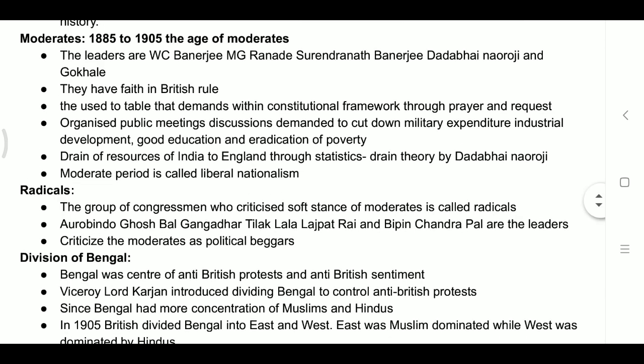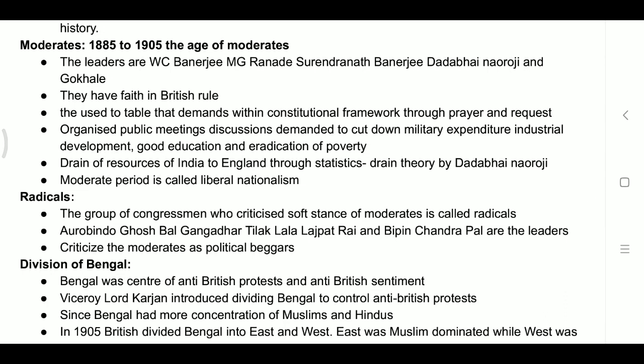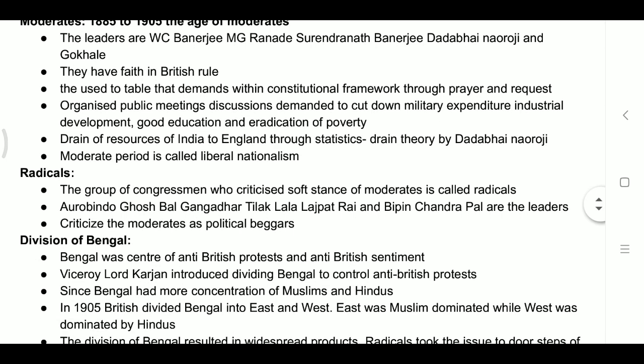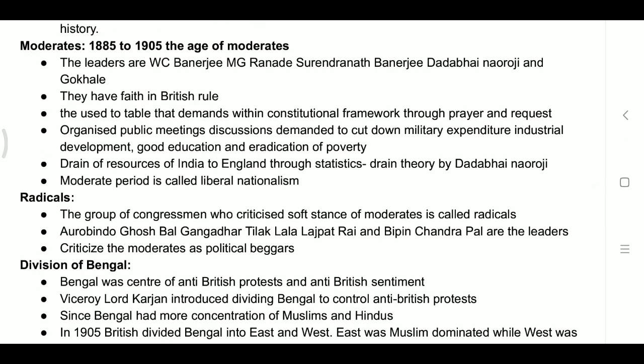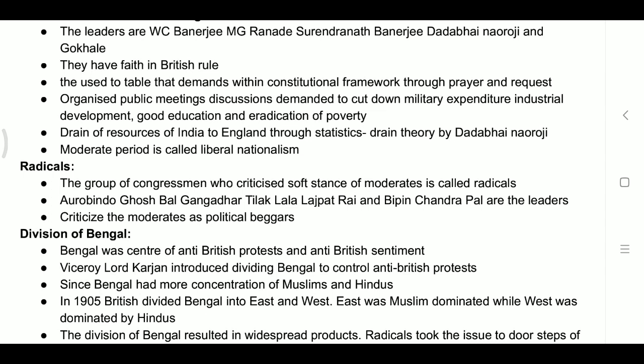What were their aspects? They had faith in British rule and used to table their demands within a constitutional framework. We have to understand their way of approaching the British government: within the constitutional framework, particularly through prayer and request, because they had faith in British rule. They organized public meetings and discussions, demanded cuts in military expenditure, demanded industrial development and a good education system, and insisted on eradicating poverty. These are what they demanded of the British government.